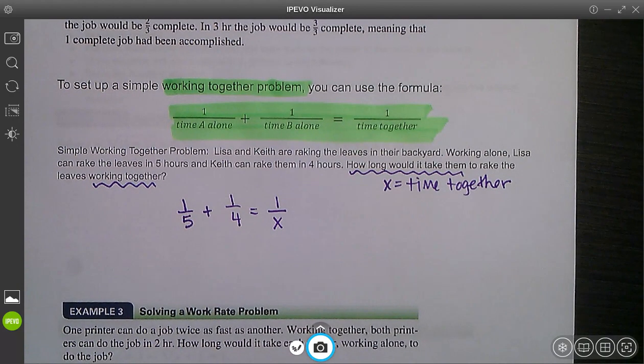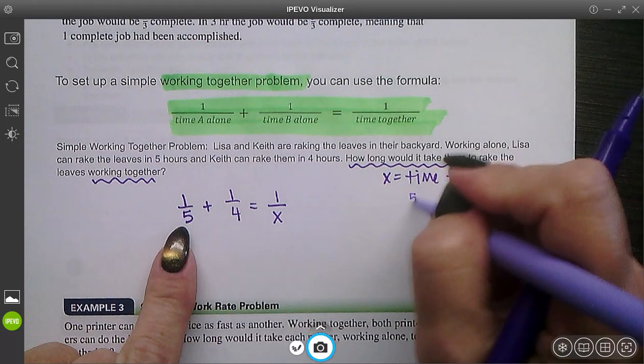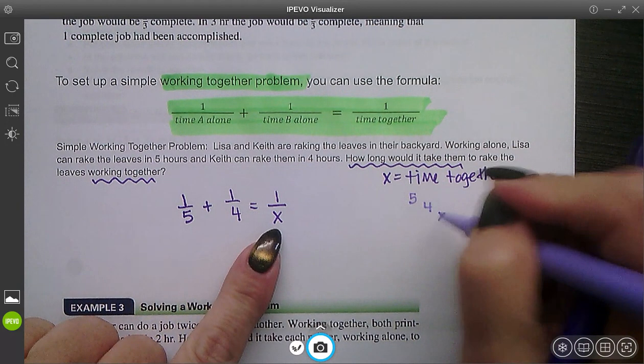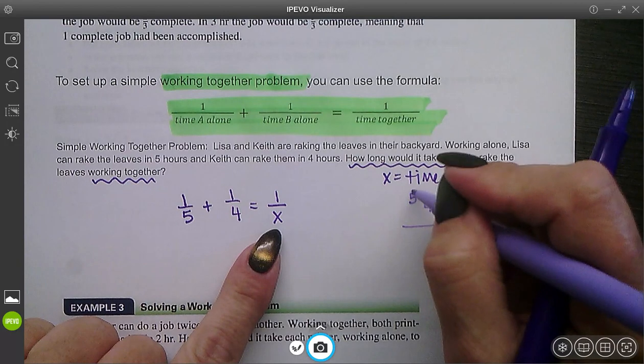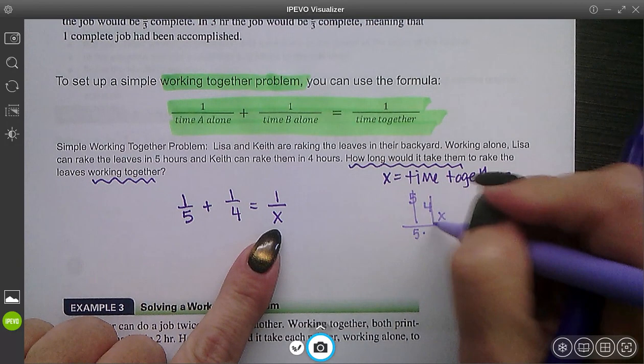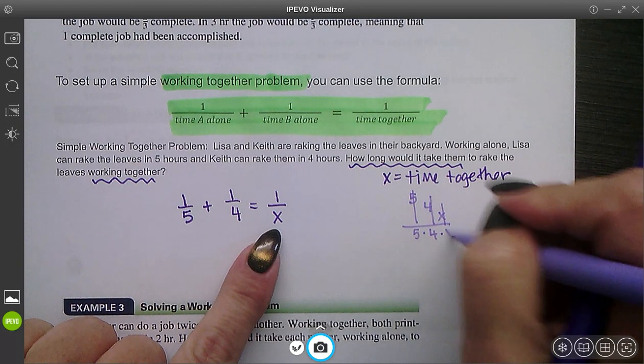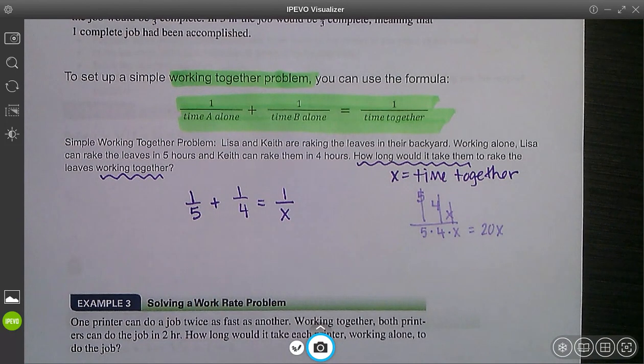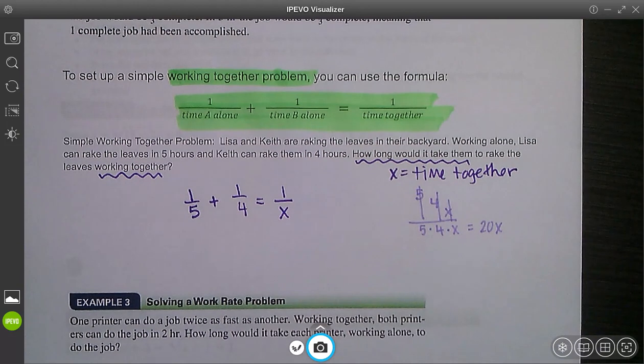Now this is one of those rational equations that I would like to solve by multiplying by the LCD over 1. So one of my denominators is 5, one of my denominators is 4, and one of my denominators is x. So my LCD is going to have 5 times 4 times x, or 20x. So I'm going to multiply each term by 20x over 1, or 5 times 4 times x over 1.